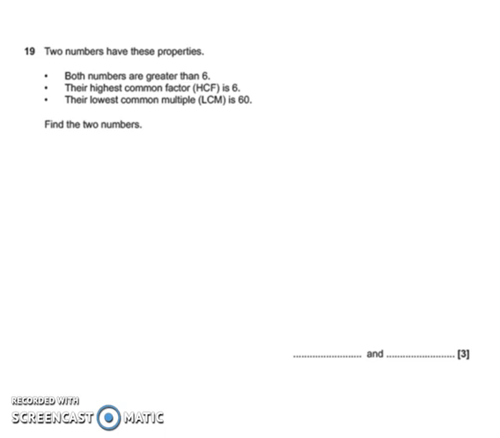So it's this third fact that I'm going to use to get going on this question. So if these two numbers both have 60 as a multiple, that means these two numbers must go into 60. In other words, they're factors of 60. So we're going to start by listing factors of 60.